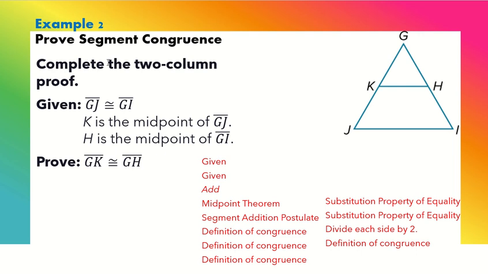So this problem says it's given to us that segment GJ is congruent to segment GI. K is the midpoint of GJ. H is the midpoint of GI. And then they want us to prove that segment GK is congruent to segment GH. All right, so let's take our time to understand the problem, right? That's the first step. Understand the problem, what's being given to us and what we're being asked to do.